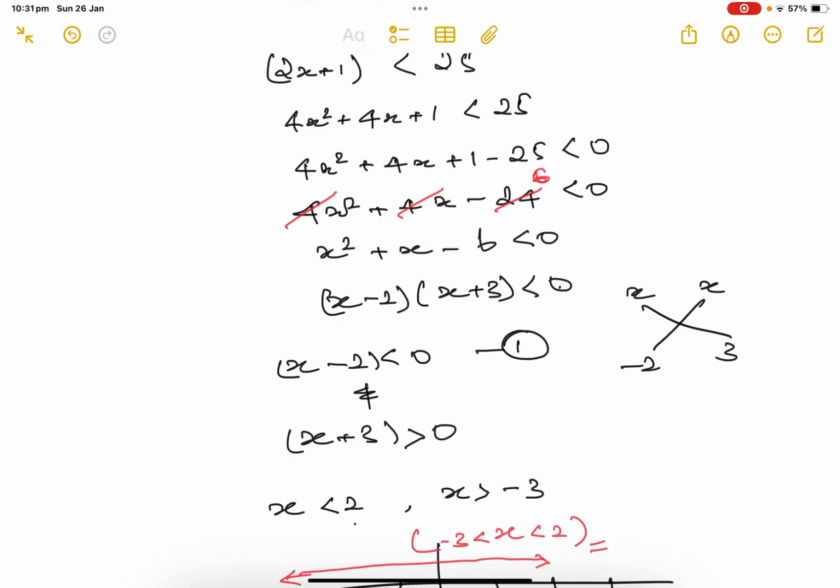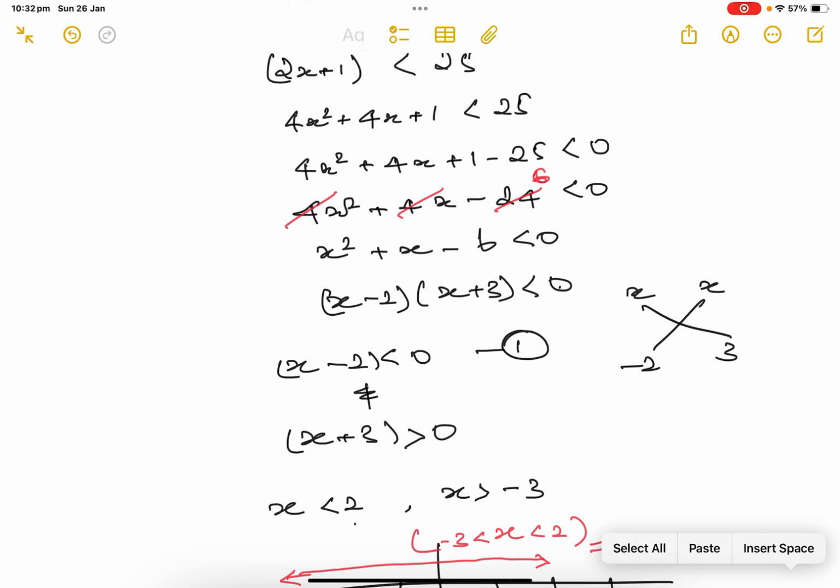We can take 4 as a common factor and remove it. 4 from the first one, 4 from the second one, and 24 is 4 times 6. So x squared plus x minus 6 less than 0, which is a second order function, or quadratic function. So we can factorize it into linear factors.